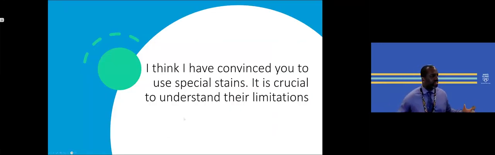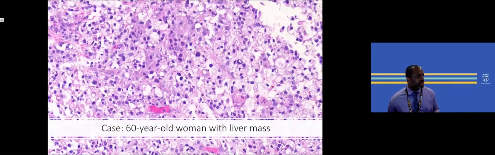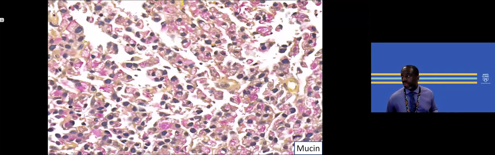So I hope by now I've convinced you to use special stains. I think while you use them, it's crucial to understand their limitations, and this next case illustrates that. So the case is from a 60-year-old woman who presented with a liver mass, lots of clear cells with clear cytoplasm here, lots of atypia. I don't think there's any concern that this is likely to be something benign. But this case showed an abundance of intracytoplasmic mucin. So while it expressed HEPAR, this really was a hepatoid adenocarcinoma from a patient with a prior gastric mass. And the arginase in that particular case was completely negative.